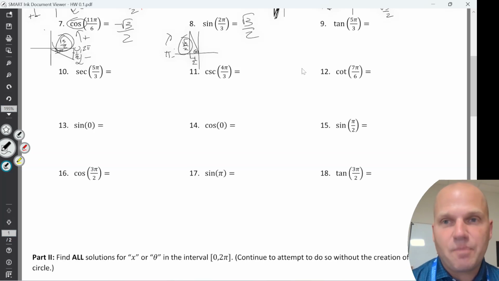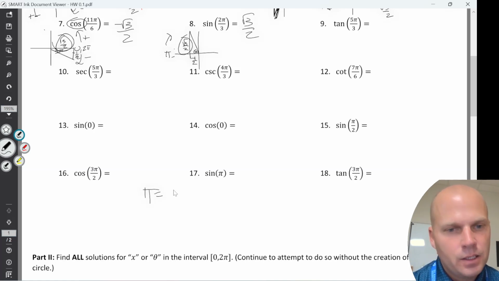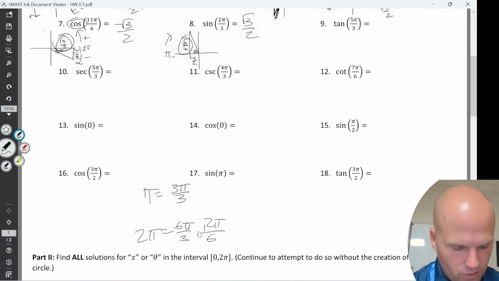Cool. 5 pi over 3 is 1 pi over 3 less than 6 pi over 3. What? What do you mean 6 pi over 3? Remember, if pi is 3 pi over 3, 2 pi would be 6 pi over 3. It'd be 12 pi over 6. Just things to remember.